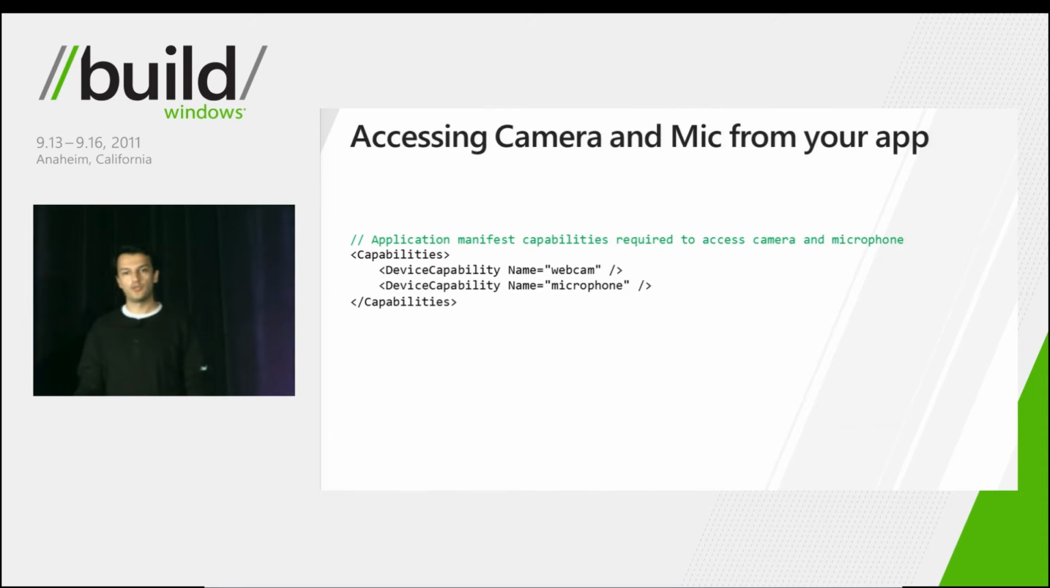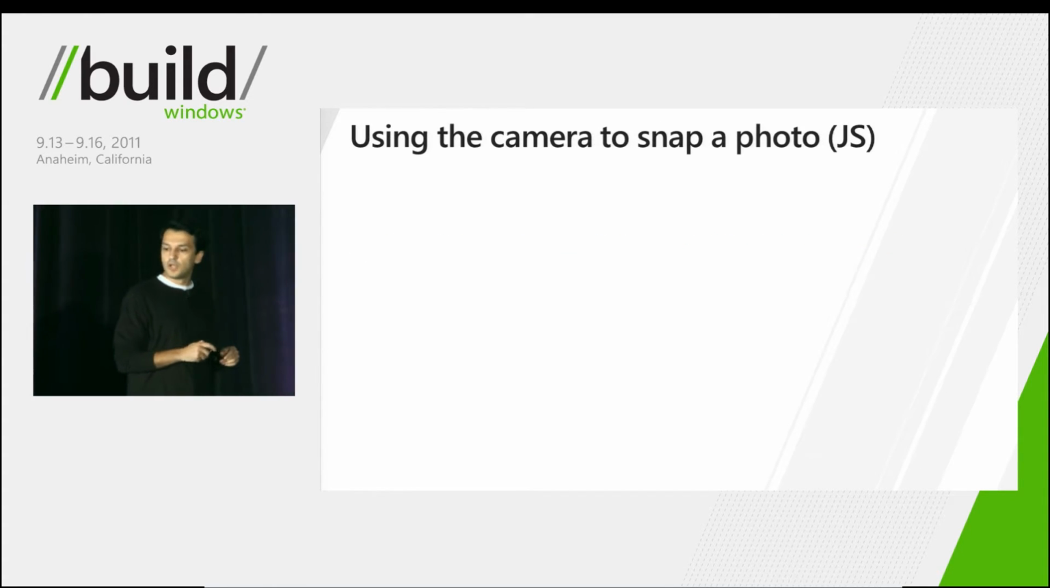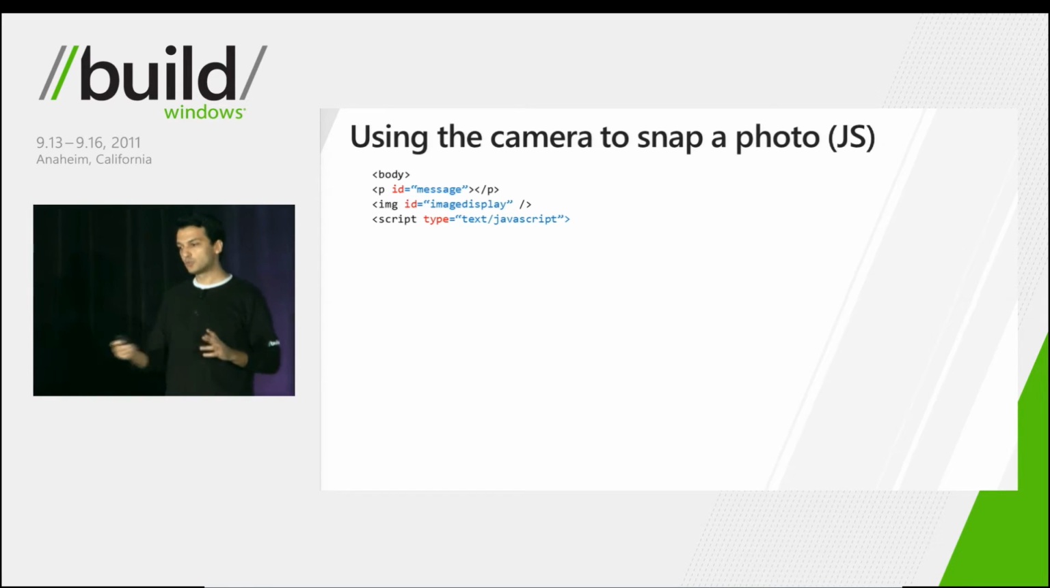The first thing you would need to do is declare the fact that you're going to use the camera and the mic in the system. This is important because these are sensitive devices, and Metro-style apps are required to declare the capabilities. The way you do that is very easy. You go to the app manifest, and under the capabilities section, specify these two devices. Once you do that, your app will have access to these devices. So we're ready to take a picture.